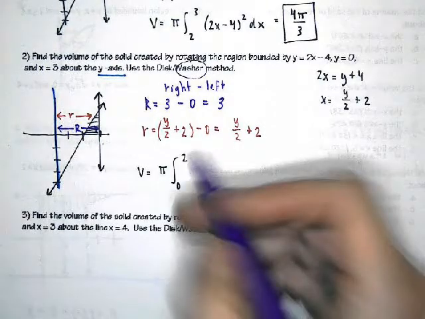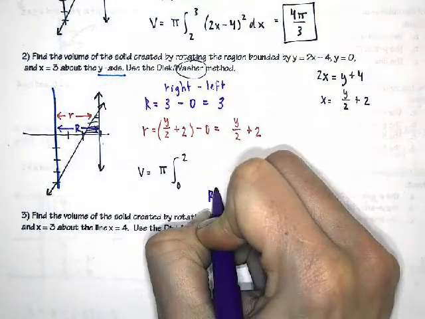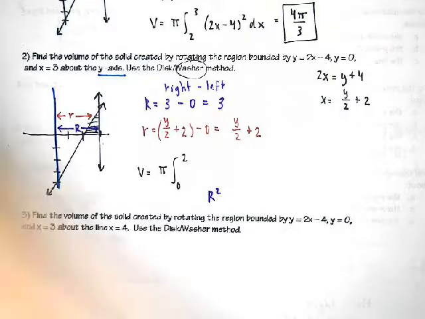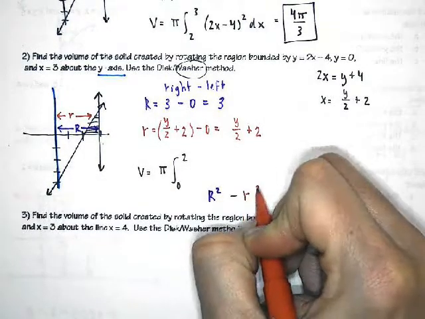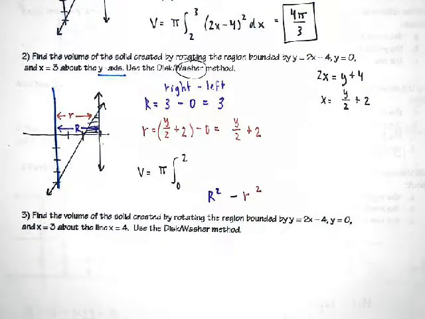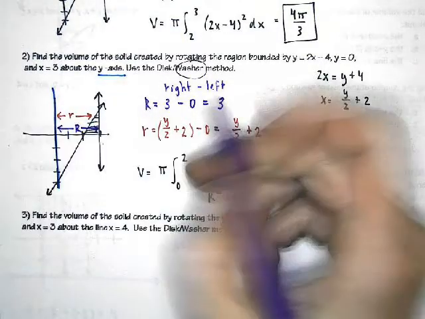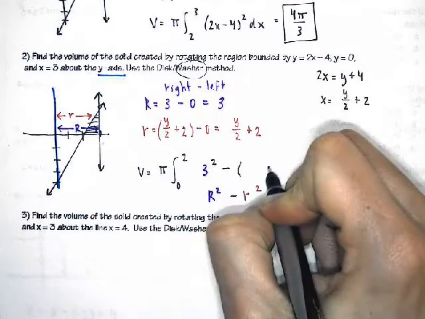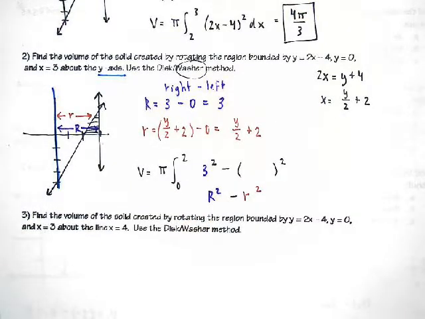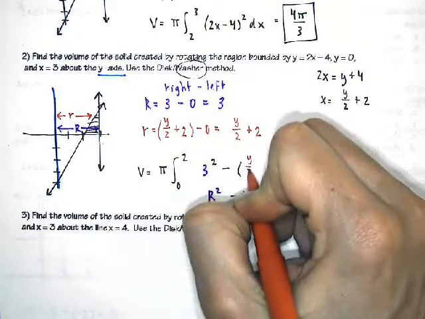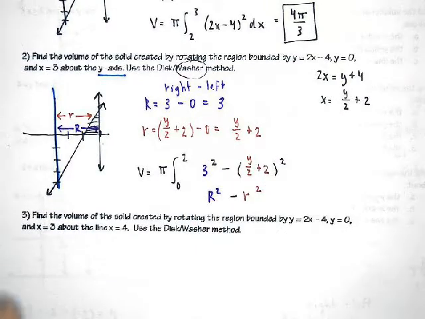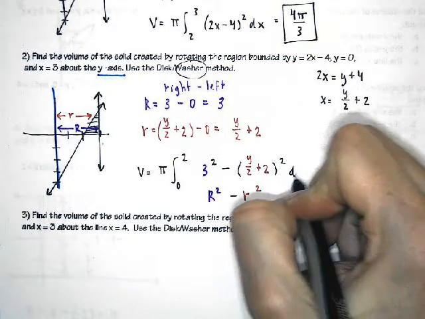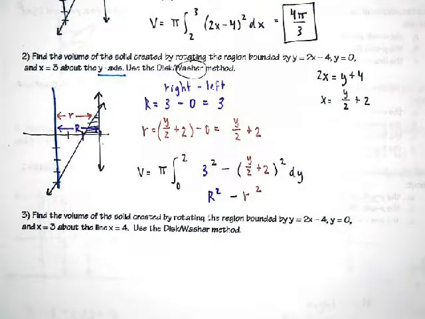And now, remember, our integrand is going to be big R squared minus little r squared. So I'm going to have my big R was 3, and I'm squaring that. And then I'm going to subtract my little r squared. So y over 2 plus 2. And again, this is in terms of y, so dy.